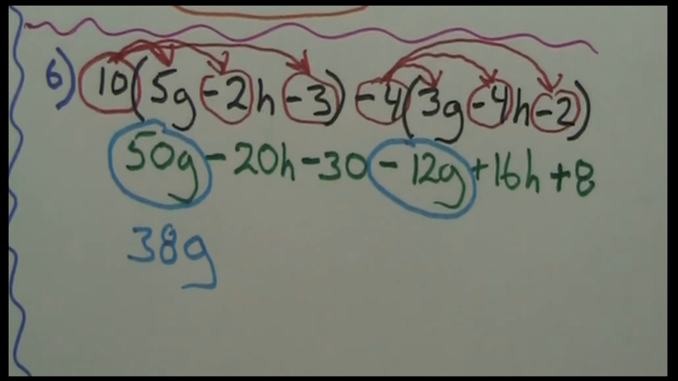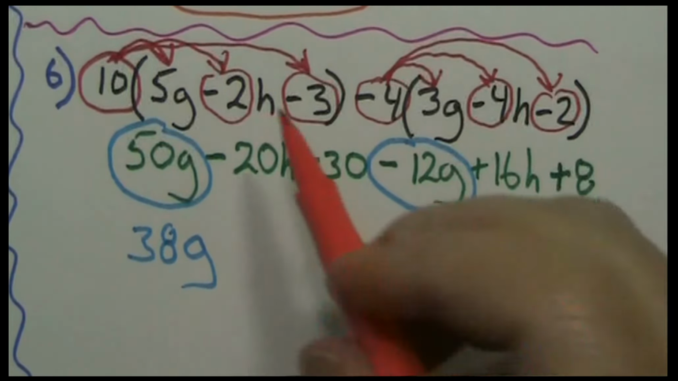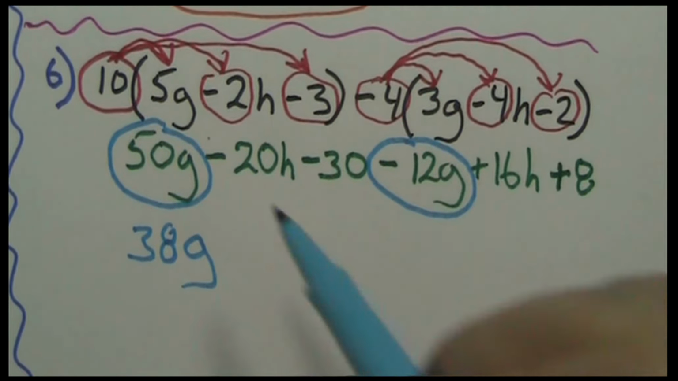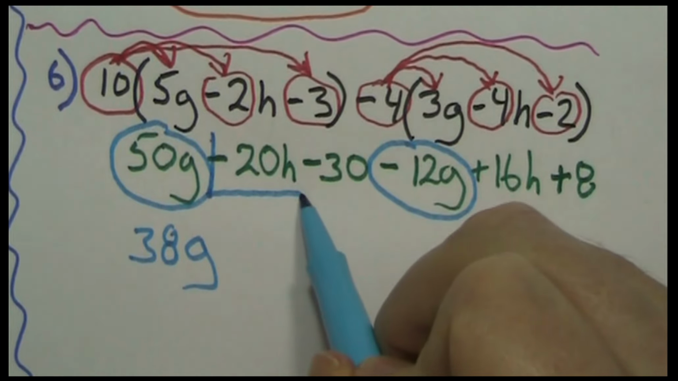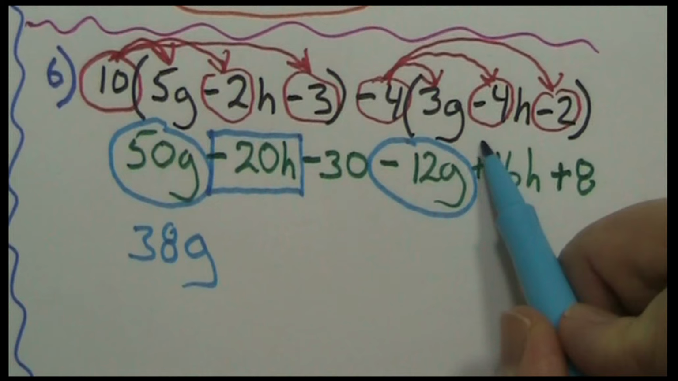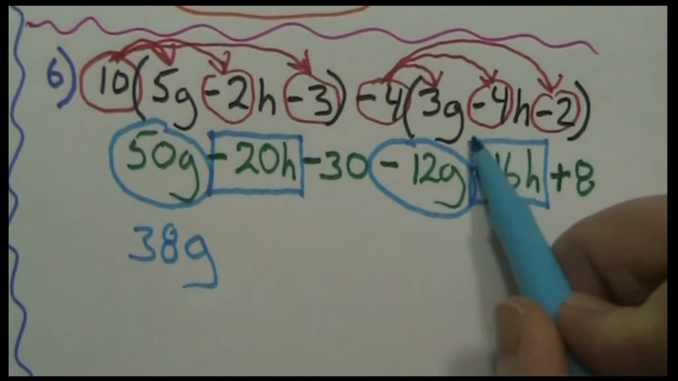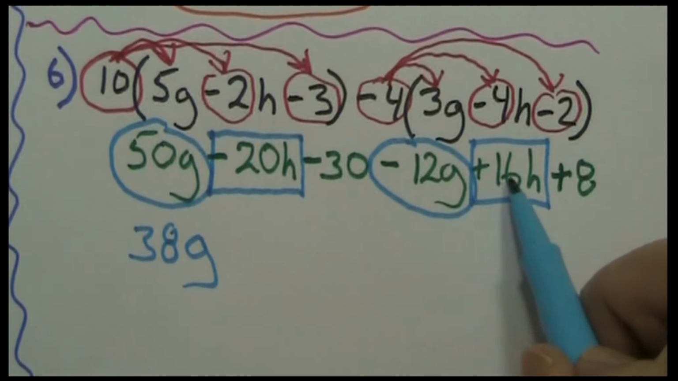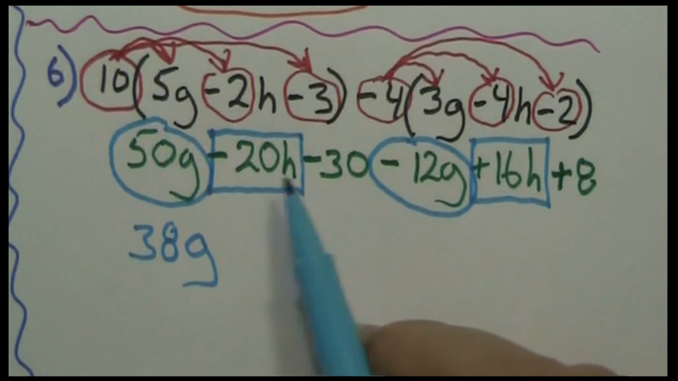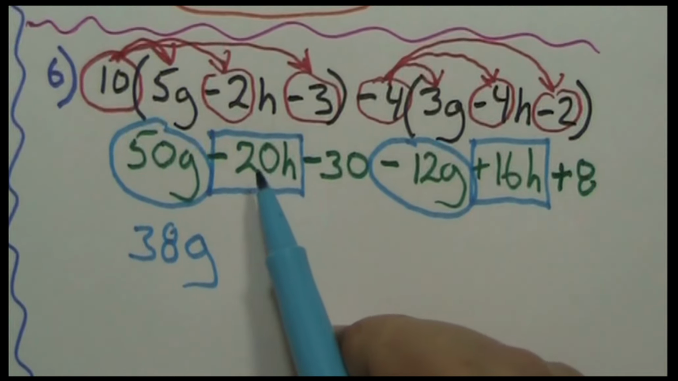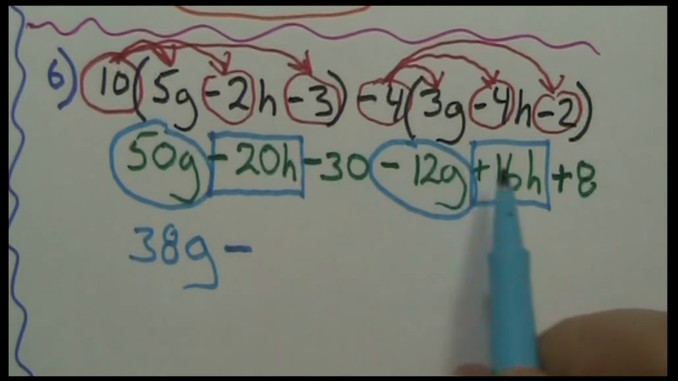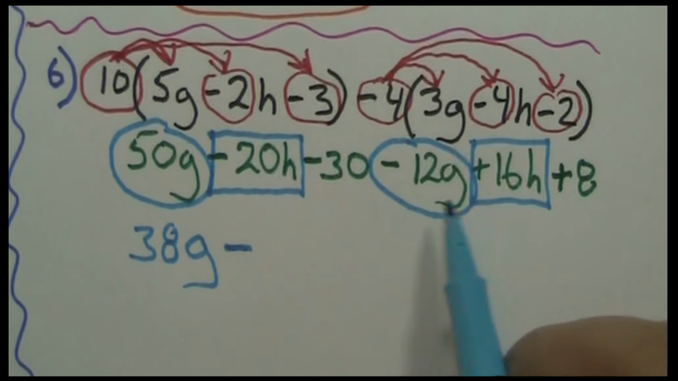Now let's go for the H's. I'll just use rectangles, boxes, for the H's. So I have negative 20H and I have a positive 16H. Notice how I'm including the sign in front of it. Negative and positive. Okay, well, they're different signs, so I have to subtract them. There's definitely more negative, right? How much more negative is there? 20 take away 16 is 4.